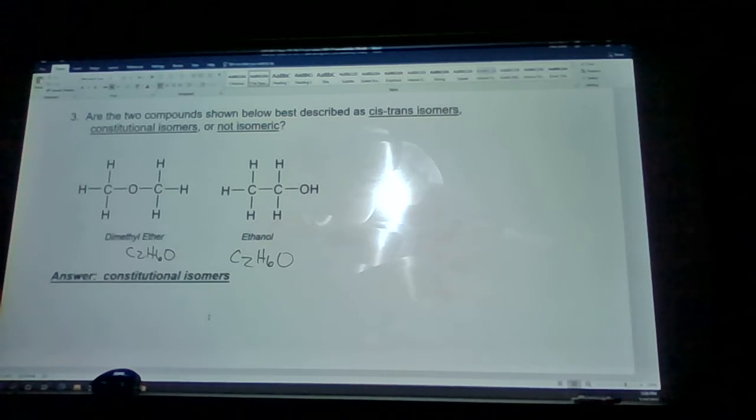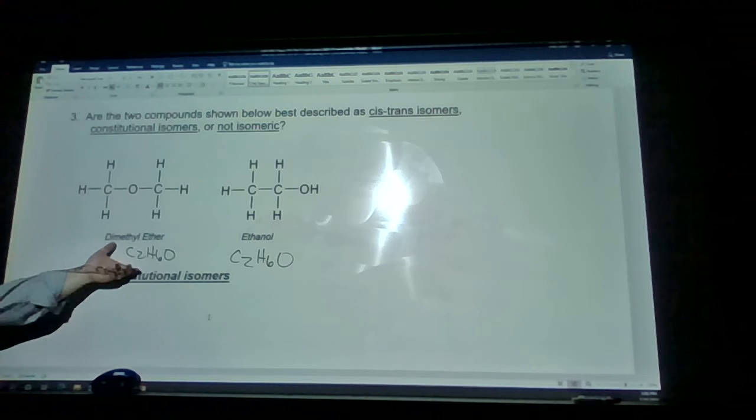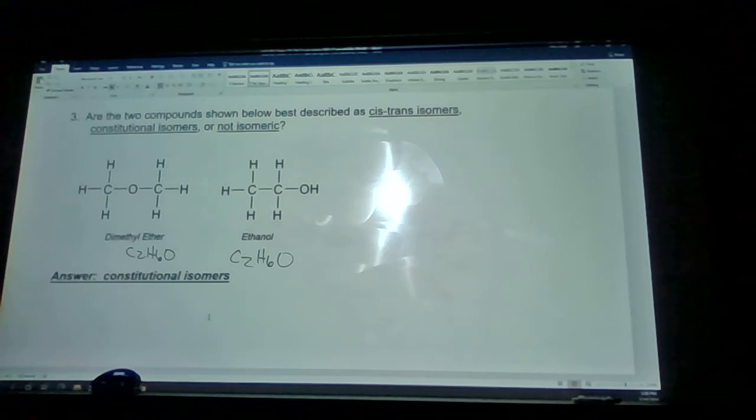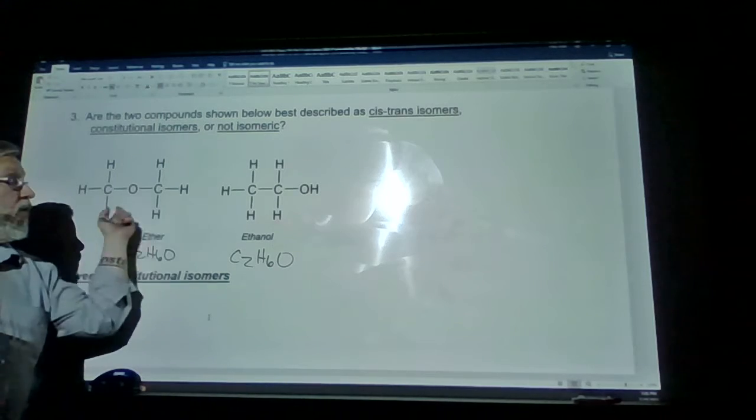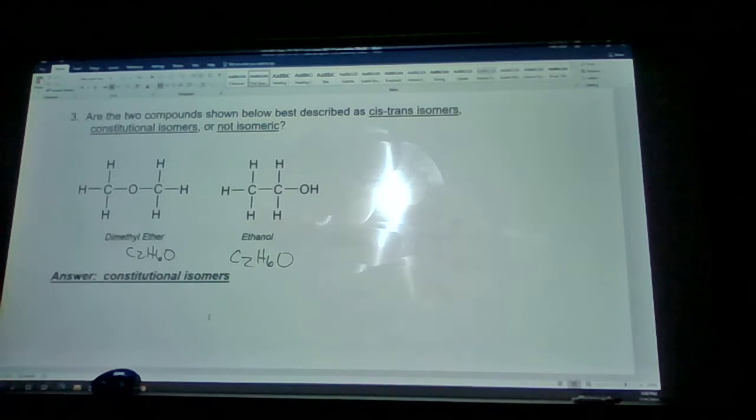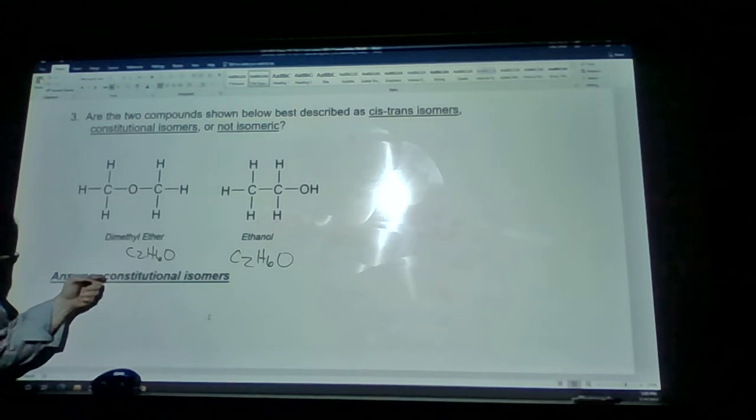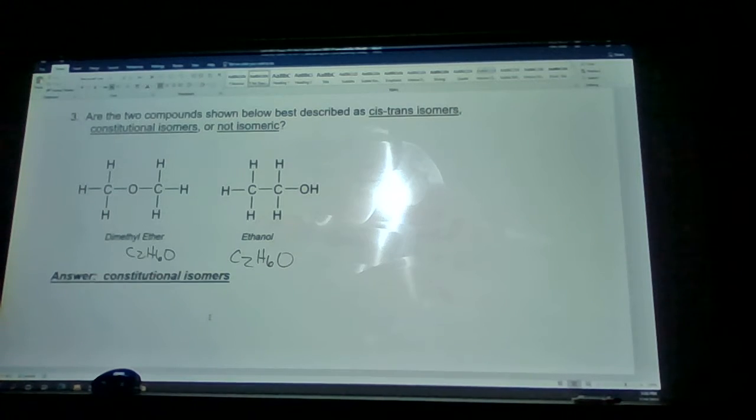Do these two have the same molecular formulas? Yes. Do they have differing connectivity amongst all the atoms present? Yes, they do. So they fit the definition of a constitutional isomer. There are no double bonds present in either of these molecules for these to be cis-trans isomers of one another. These are constitutional isomers.